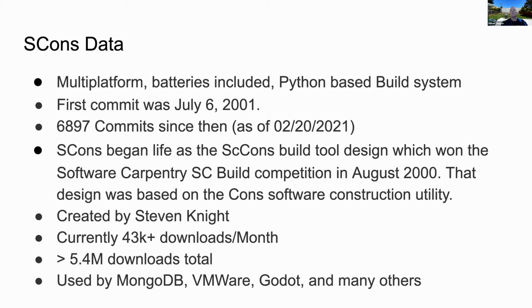It's fairly actively developed. We have a Discord server, an IRC channel, a user's mailing list if you need to contact us. We get about 40, 50,000 downloads a month. And it's used pretty broadly in production for commercial products. MongoDB is very active in the community, a name people might recognize. VMware also uses it. Godot, which is a game framework.